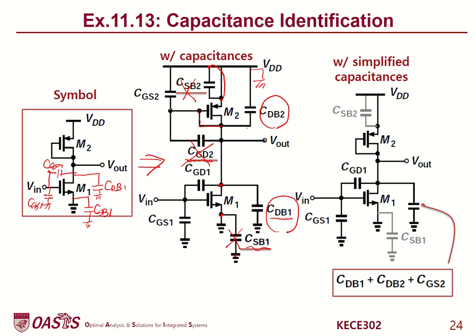And also CGS, if you're looking at this node, because they are the same node, this node is connected to the outputs, and CGS2 is connected in between the output node and AC ground. So you can just summarize that by using just one capacitor. Instead of putting three capacitors, you can just put one value for this capacitor representing three different capacitances.